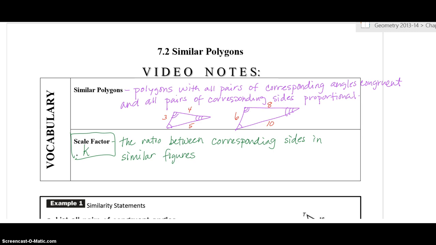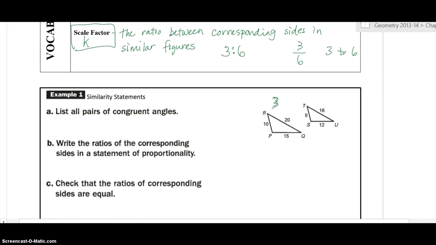So if you looked in the similar triangles above, we know that they're similar because I told you that they were. And then it would be the ratio between corresponding sides. So like 3 to 6 would be an example, or 3 to 6 written like that, or 3 to 6. Okay, so let's go ahead and do some examples.